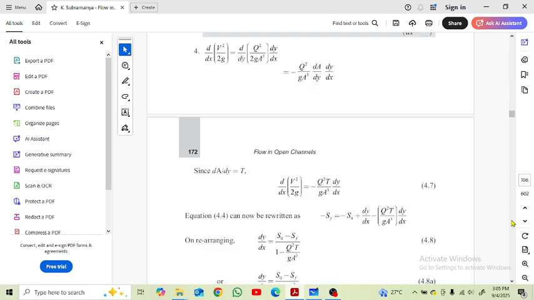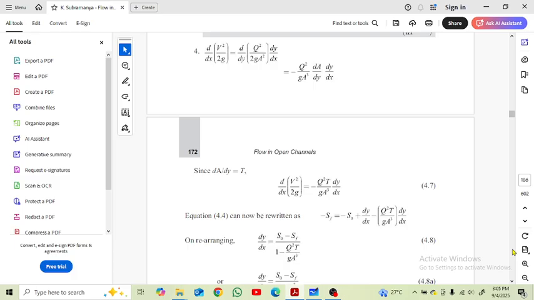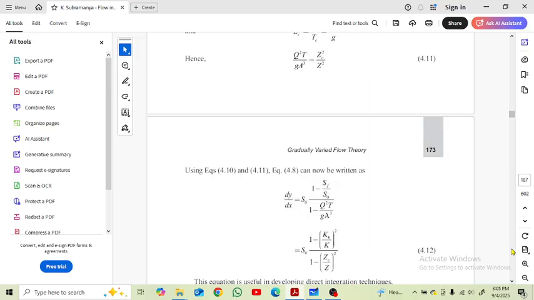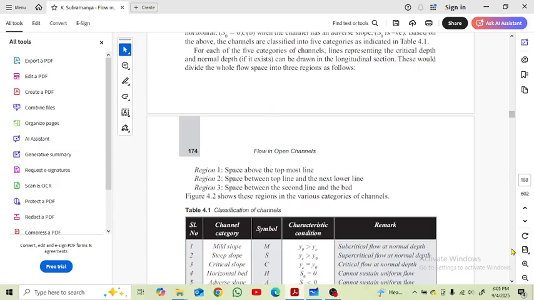Starting from the beginning, you can get the concept of the water surface profile and how to draw the water surface profile. Here the slope of the water surface profile is given as (S0 minus Sf) divided by (1 minus alpha Q squared T by g A cubed). Using this slope, you can say that the curve is backwater or drawdown, and that the curve is horizontal or vertical.